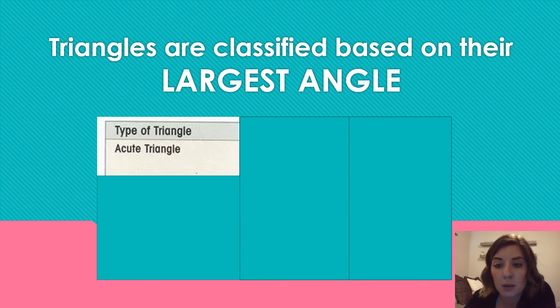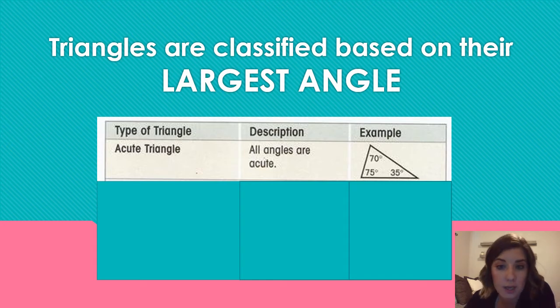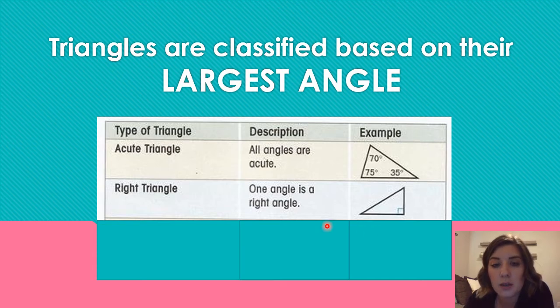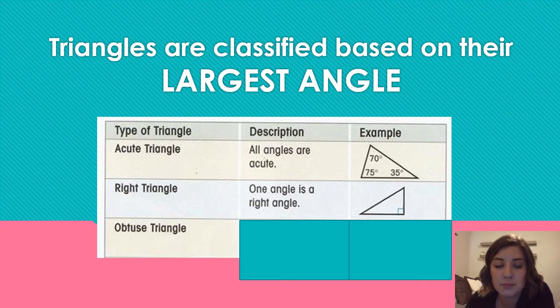So in an acute triangle, the largest angle is acute. So all the angles have to be acute. And we can see, here's an example. A right triangle, its largest angle is a right angle, is 90 degrees. That means the other two angles have to be acute because they're smaller than a right angle. So it'll have one angle that's right and the other two have to be acute. The last type is an obtuse triangle. So it'll have one very big obtuse angle and the others will be acute. They'll be little.